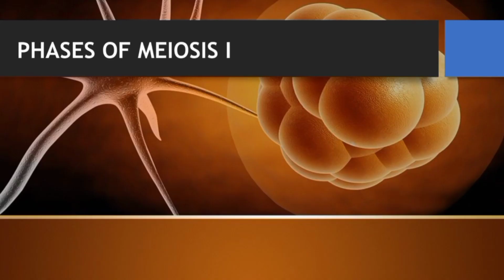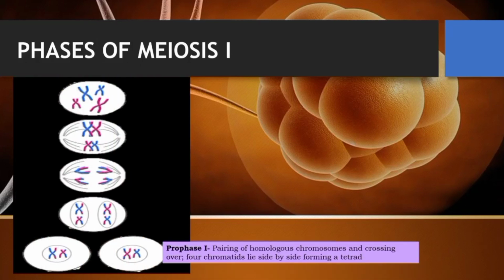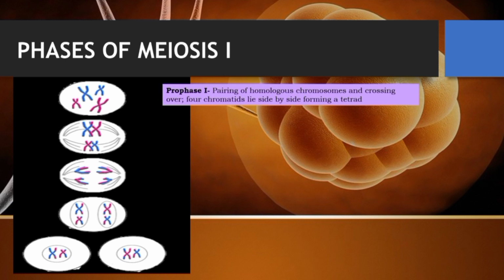Phases of meiosis. So, meiosis 1. Meiosis kasi, it involves two divisions. Dalawang beses magdi-divide yung cell. Kaya, the first division is known as meiosis 1 and the second division is known as meiosis 2. So, in meiosis 1, lalagyan nyo lang ng 1 sa bawat phase niya.